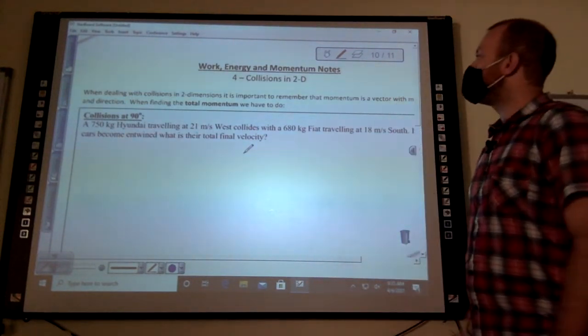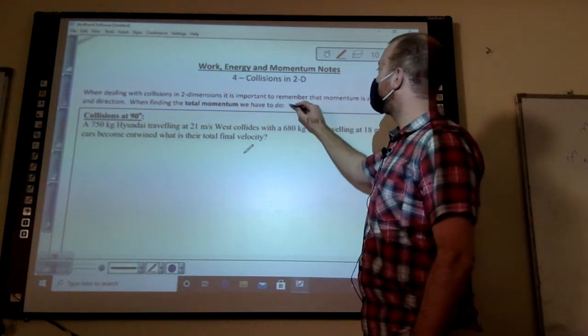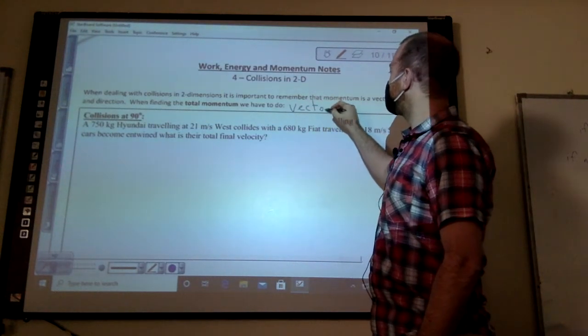So when dealing with 2 dimensions, when we find total momentum, we have to do vector addition.